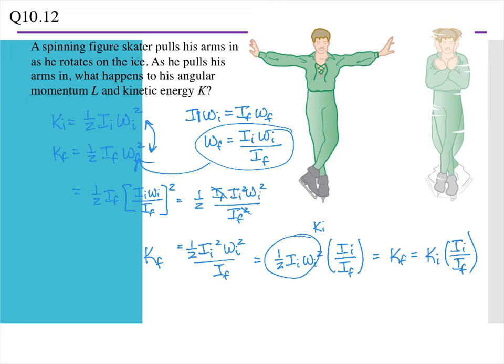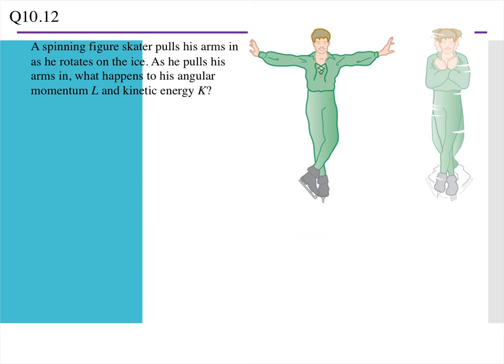So we could say that the final kinetic energy is equal to the initial kinetic energy times the ratio of these moments of inertia. And this is a value that is bigger than 1 because the moment of inertia of the figure skater when he had his hands outstretched is greater than when he had his hands in. And so K final is definitely bigger than K initial. So in conclusion, we can say L stays the same and K increases.